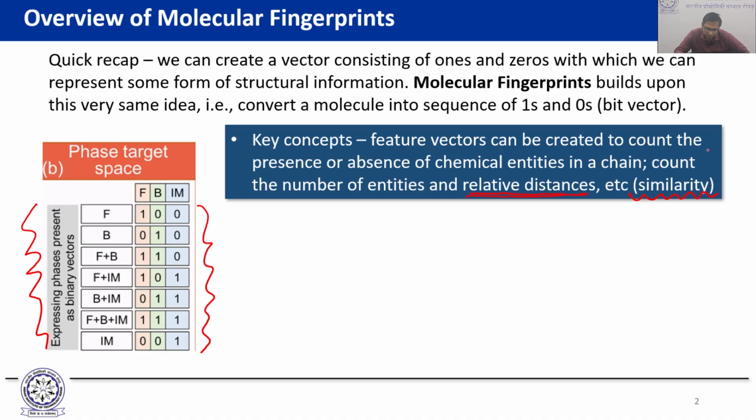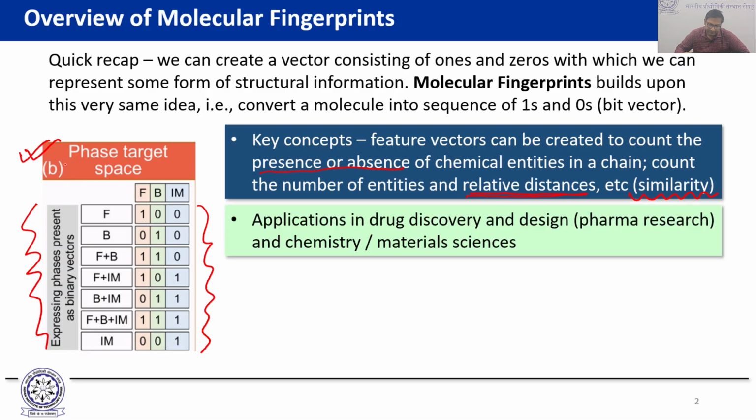But otherwise, what you can see is that when we talk about molecular fingerprints, it's the same idea, but it's a little bit more versatile, because not only are there methods by which we can count the presence or absence of chemical entities, we can also count the number of entities and the separation between the entities. So this is where the molecular fingerprint concept is going to be a little bit more sophisticated than the fairly simple-minded concept that we discussed last time.